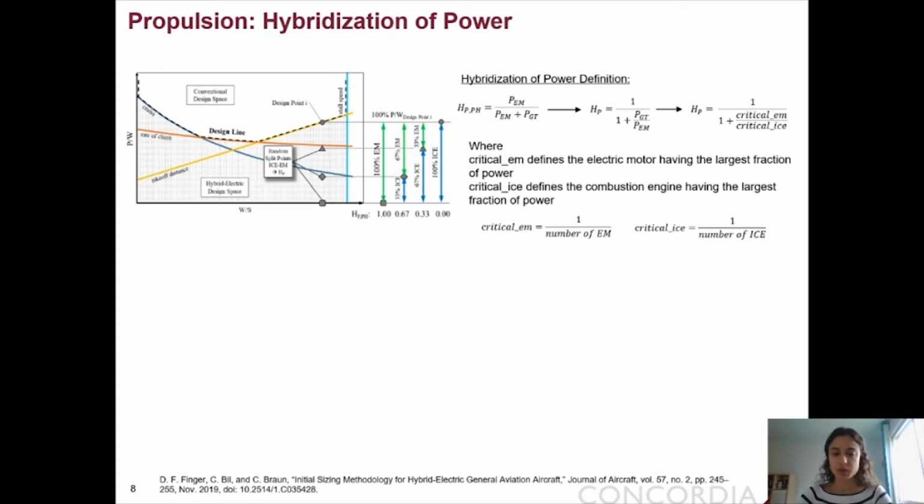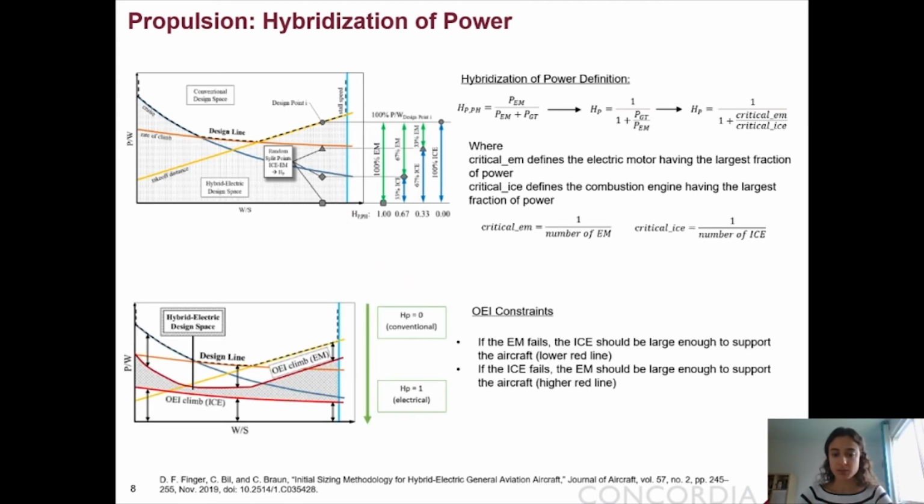A design point is to be selected. A design point on the design line represents a conventional aircraft, like the point here. A design point on the x-axis represents a fully electric aircraft, like the point here. And a design point in between is a combination of electric and conventional power. We can see 2 examples here.